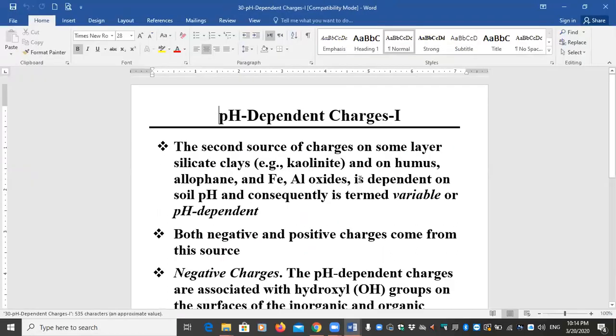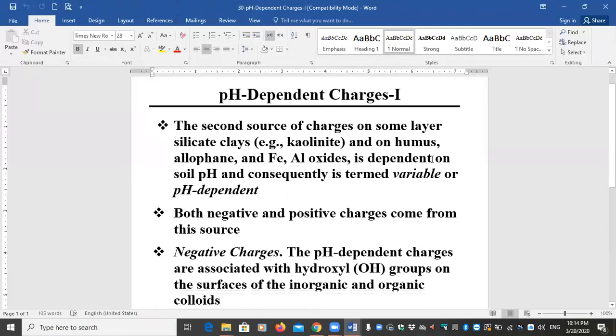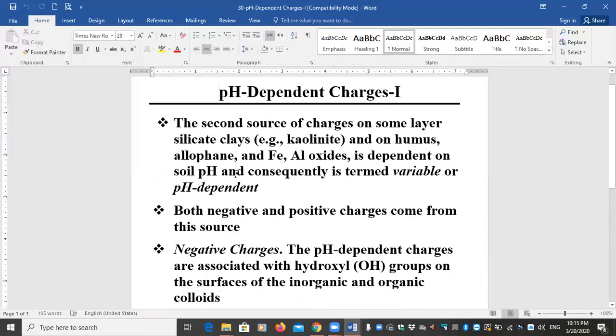Okay, now we will talk about the pH-dependent charges. The second source of charges on some layer silicate clays, for example kaolinite, and on humus, allophane, and iron and aluminum oxide, is dependent on soil pH, and consequently is termed variable or pH dependent. Variable because it's not constant. The amount of it changes as the pH of the soil changes. That's why it depends on pH, and we call it pH dependent.